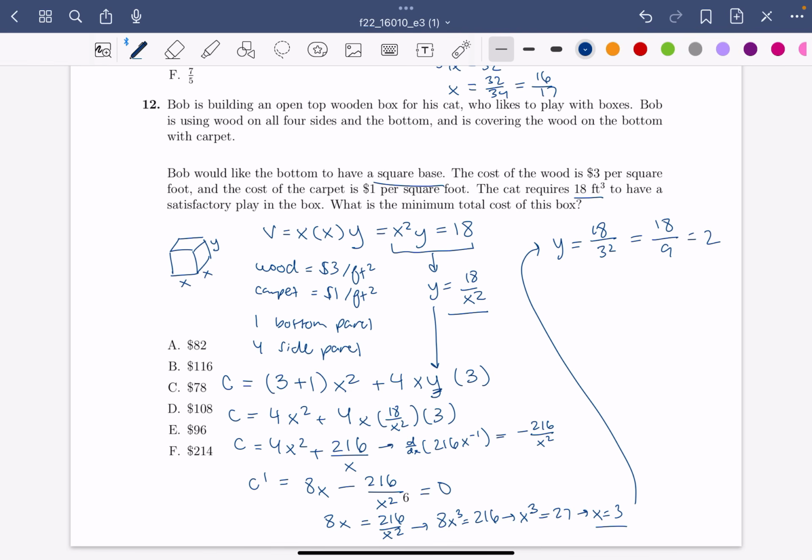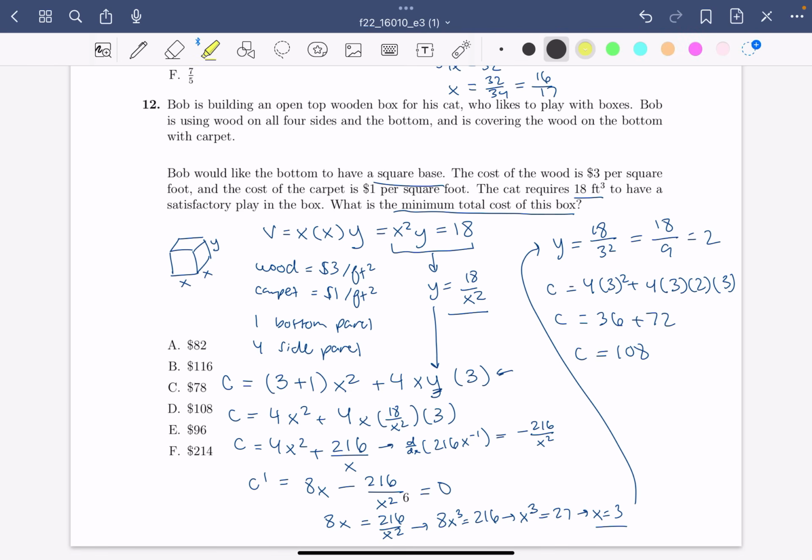So this problem is not asking for x and y, it's asking for the minimum total cost, so we need to plug it back into our original cost equation. So C equals 4 times x squared, which is 3 squared, plus 4 times 3 times 2 times 3. I'm pulling from this line right here. If we simplify that, using our calculator, we get 36 plus 72, so the cost equals $108.